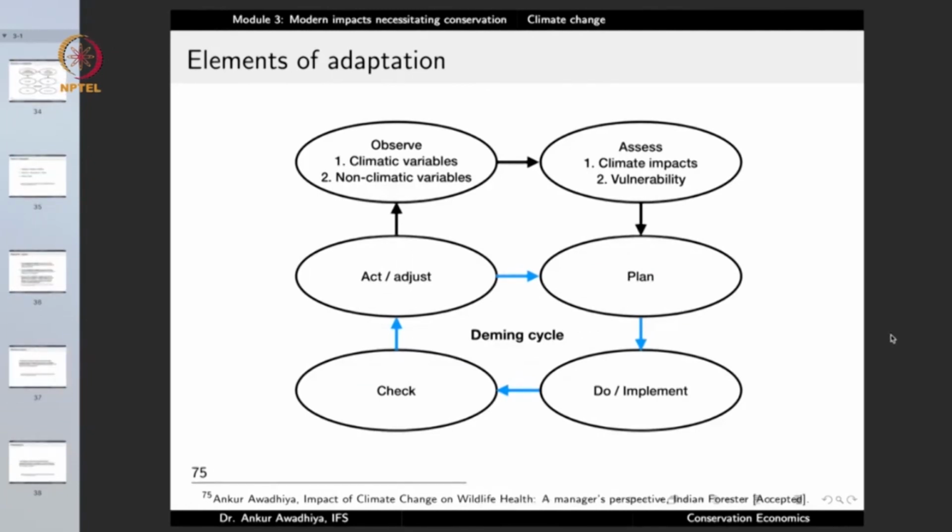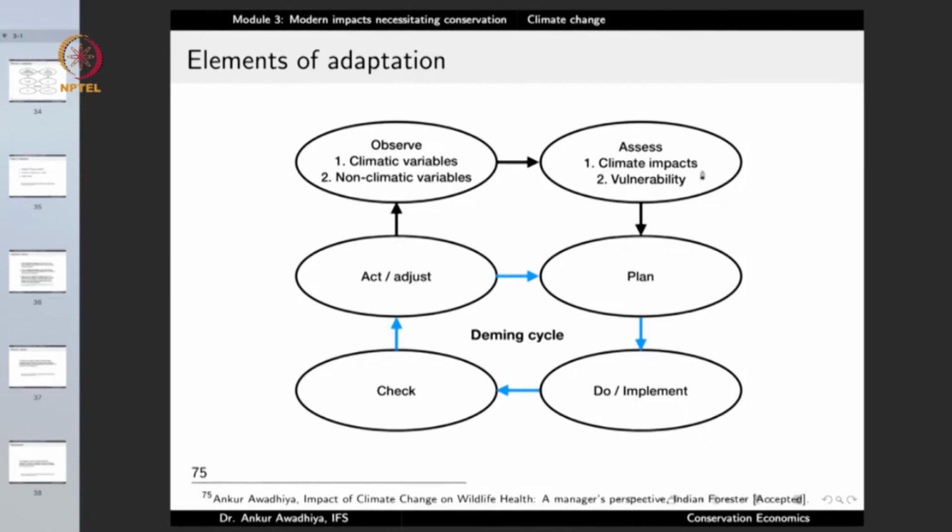In the case of adaptation, these are the elements of adaptation. You begin by observing the climatic variables such as temperature or the amount of rainfall that you have in your area. Start to look at non-climatic variables such as if there is an invasive alien species of plant or animal that is coming into your area. And through these observations, you make an assessment.